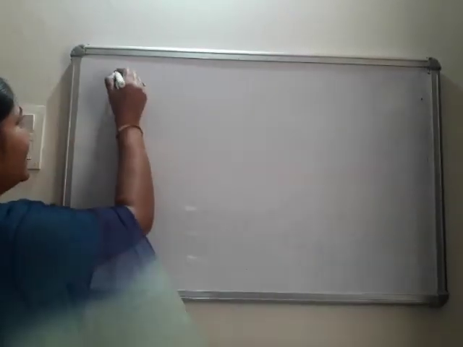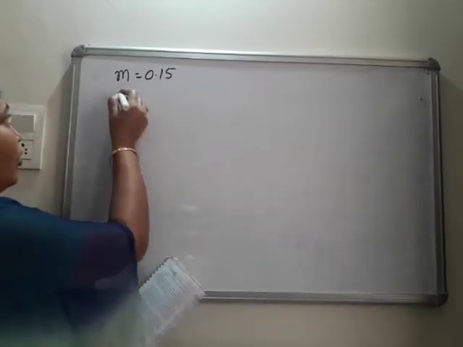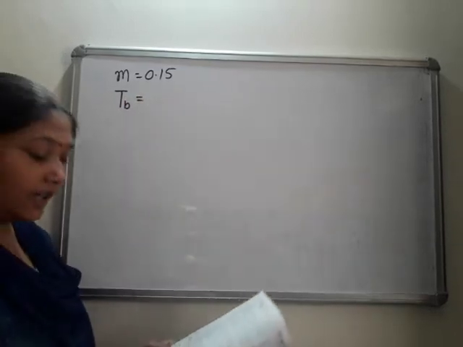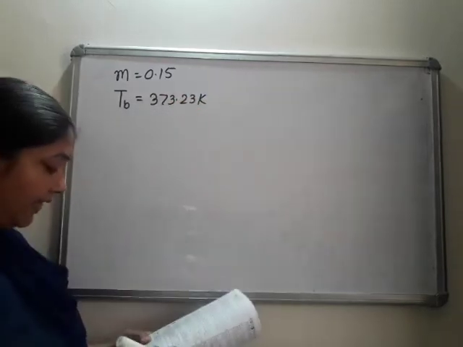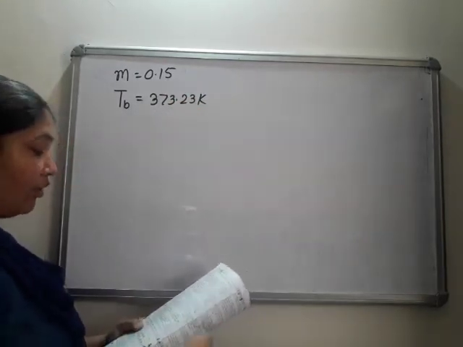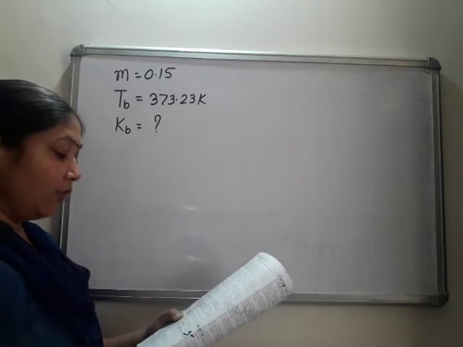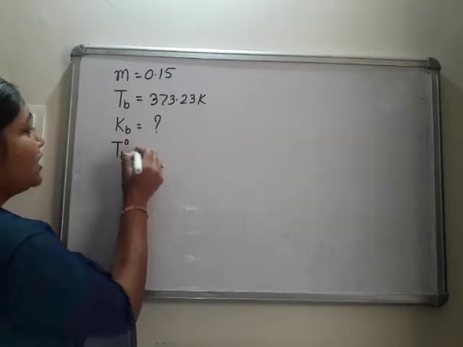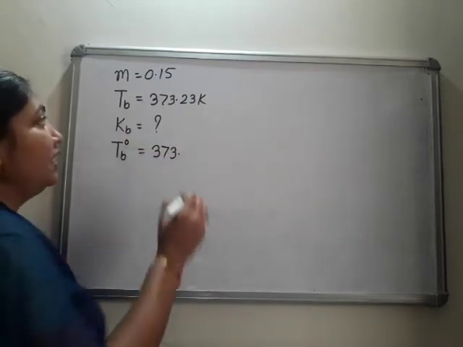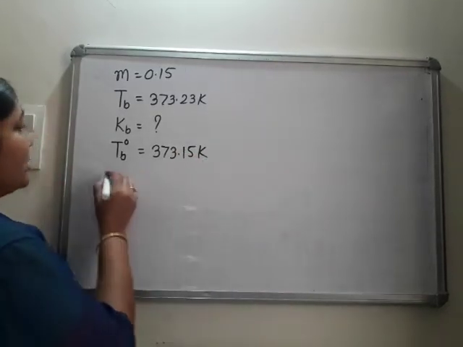What is given? 0.15 molar solution, means molality is given, 0.15. It boils at, so boiling point of solution, we denote it as TB. What is the value given? 373.23 Kelvin. And calculate elevation constant of water. Elevation constant of water means we have to find Kb value, and boiling point of water is given, that is 373.15. Boiling point of water is T0B, 373.15 Kelvin.